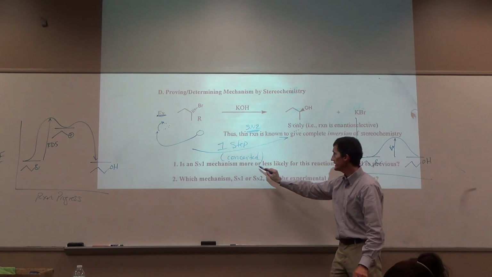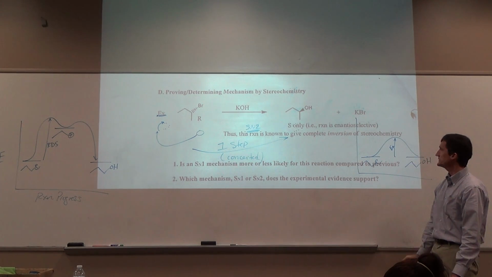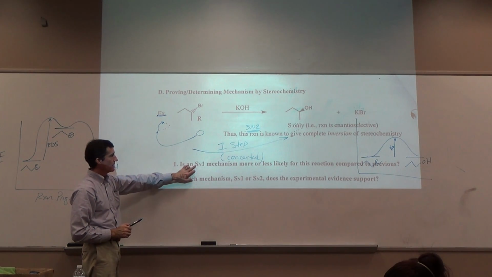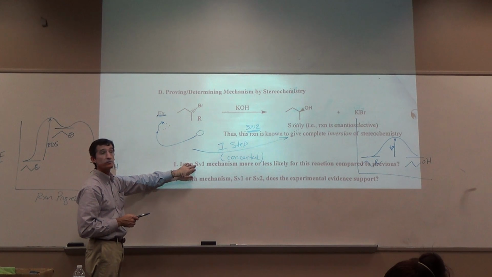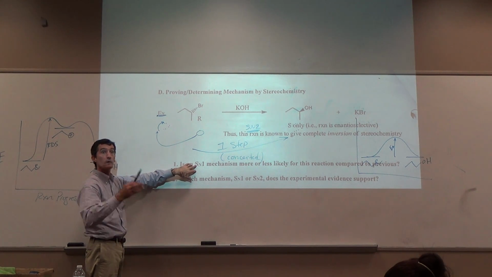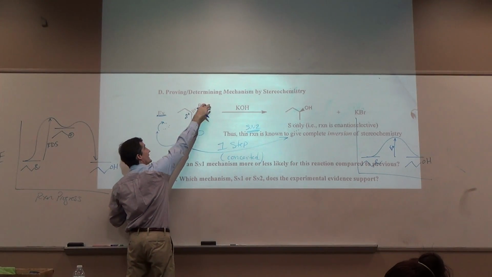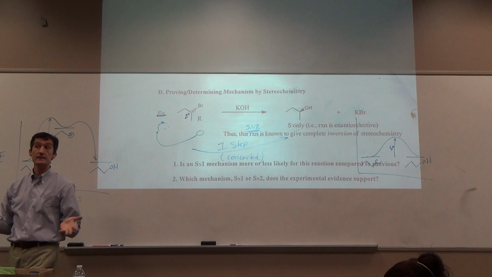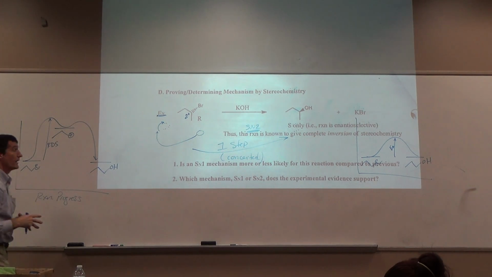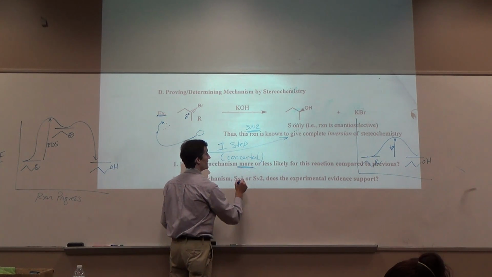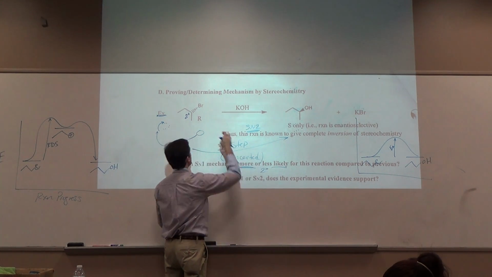Questions? Is an SN1 mechanism more or less likely for this reaction compared to previous? That has nothing to do with stereochemistry. It's more likely because it's secondary. It's a secondary halide. If that ionizes, we make a secondary cation. That's more likely than making a primary. Okay, this first question has nothing to do with stereochemistry. It's more likely because it would be a secondary cation.